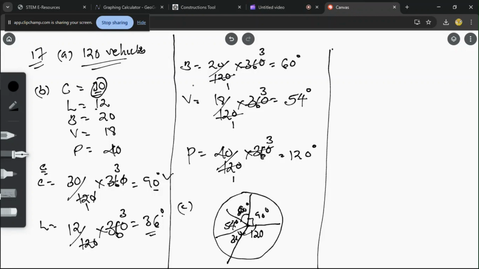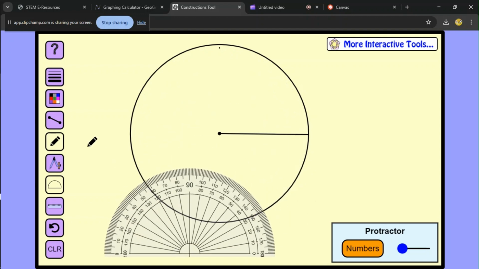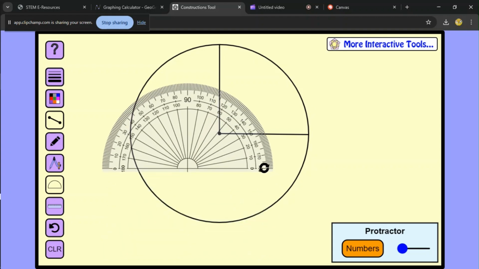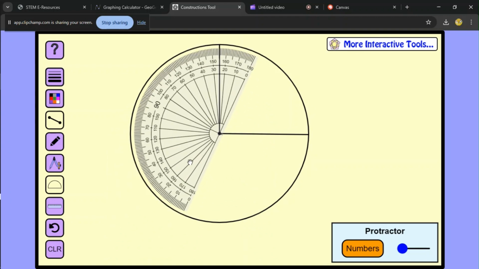So I'll come and put the protractor after joining this one using a straight line. You want a straight line like that. Make sure it touches the end of that. Yes. Then the next one is 36. Put 36.